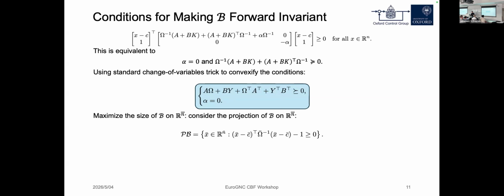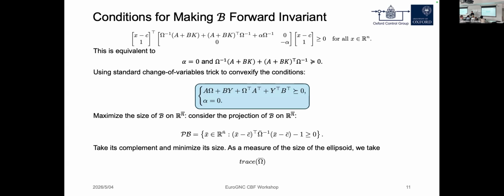So, and also we can maximize the size of the invariant set. And here you can imagine, because the obstacle is an ellipsoid on the subspace, right? So to maximize the volume of the invariant set, we can just minimize the size of the projection of the invariant set, which is basically you minimize the volume of the ellipsoid defined by the barrier function over here.